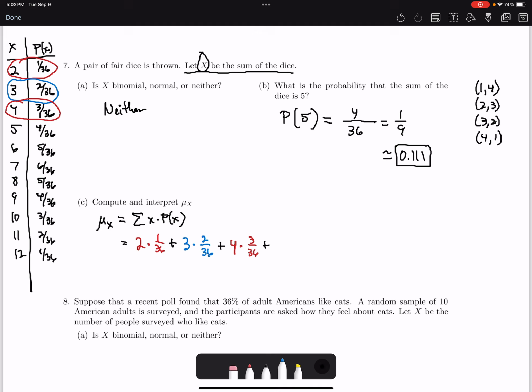And so forth. I'm going to stop trying to color code these so I can go a little quicker. 6 times 5 out of 36, 7 times 6 out of 36, 8 times 5 out of 36, 9 times 4 out of 36, and I'm running out of room, so I'm just going to say dot, dot, dot. We're going to continue this pattern until we get to the end, right? 12 times 1 out of 36. And let me go ahead and type that into my calculator.